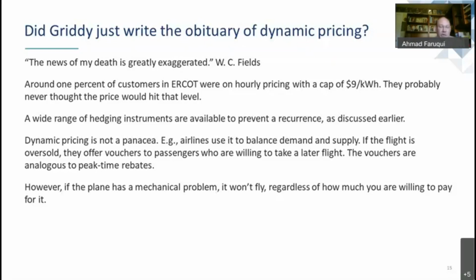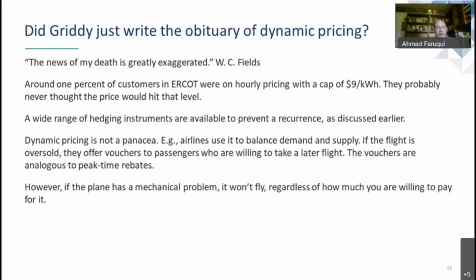So around 1% of the customers in ERCOT were on these prices. They probably never thought the price would hit that level. And of course, disaster ensued. Dynamic pricing, by the way, is something I totally support. There's a reason for it. There is analysis for it. And there's basically a rationale that many consumers accept. But I will say it is not a panacea.